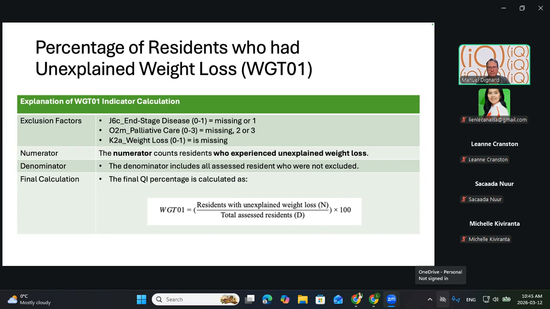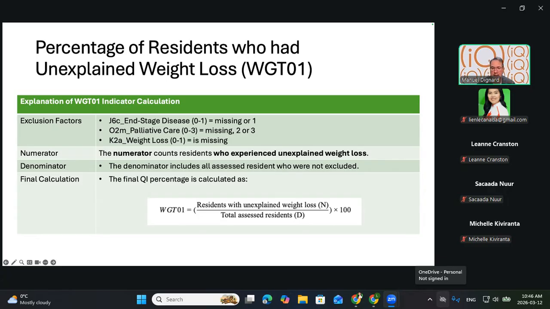All right. So here we're looking at the percentage of residents who have experienced unexplained weight loss. And that is a key clinical concern in long-term care. So if we look at the calculation, they did a change with this compared to when it was in the CCRS that I'm not happy with. They had no choice because one of the questions that was in the CCRS no longer exists in the LTCF.